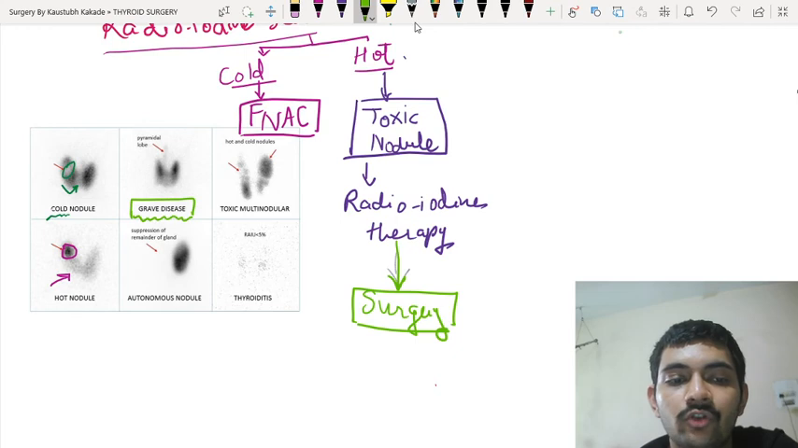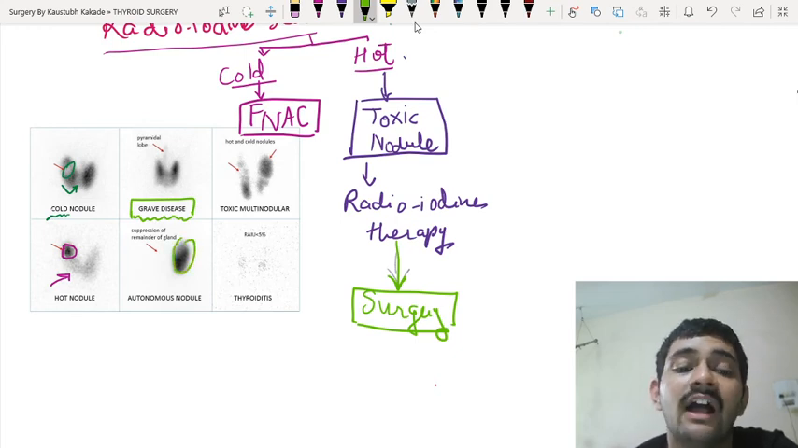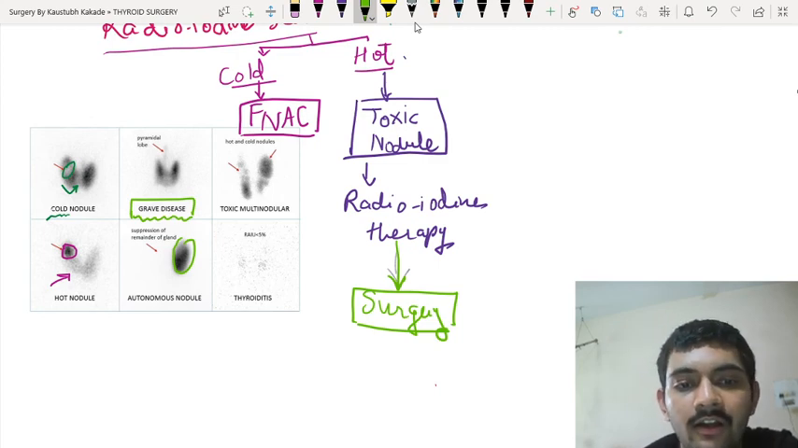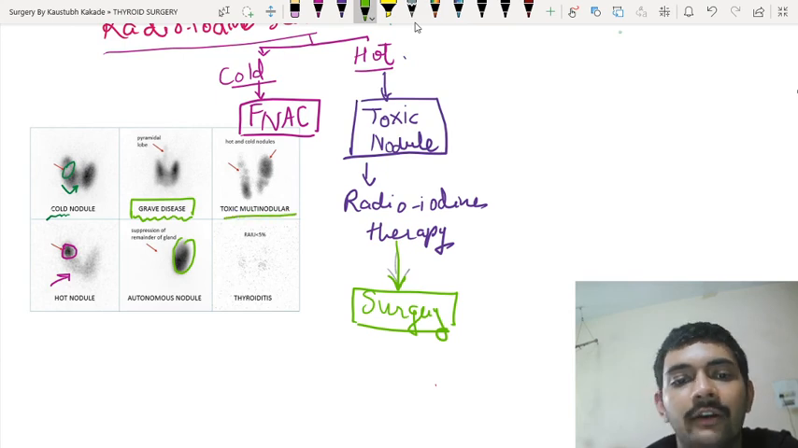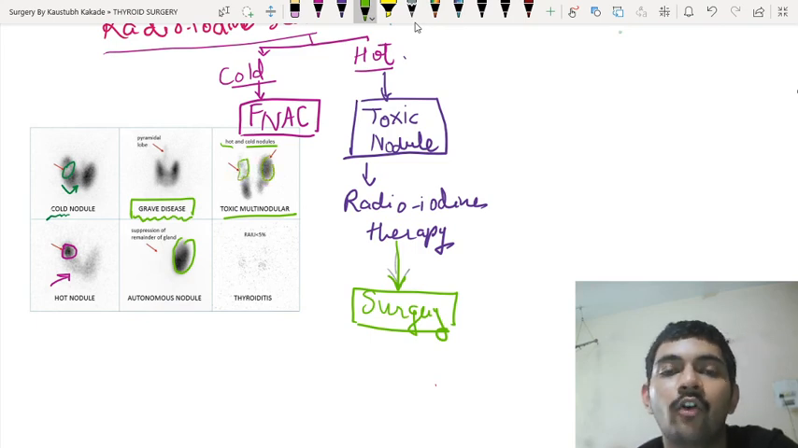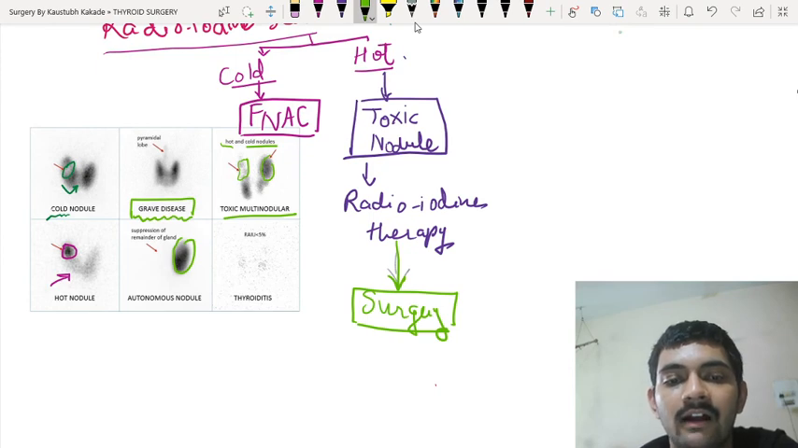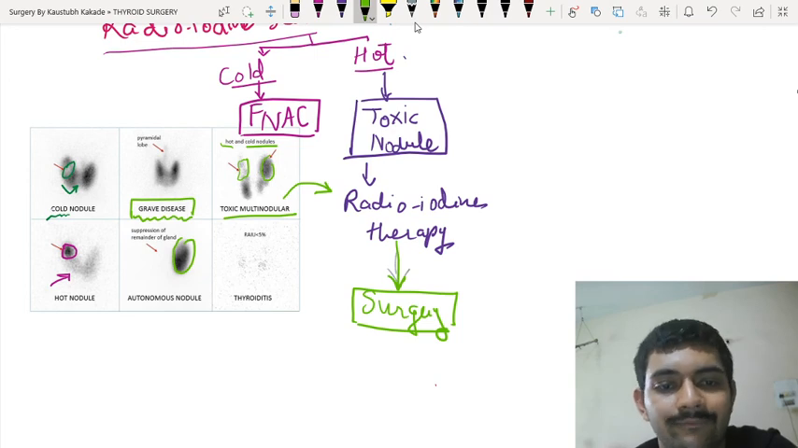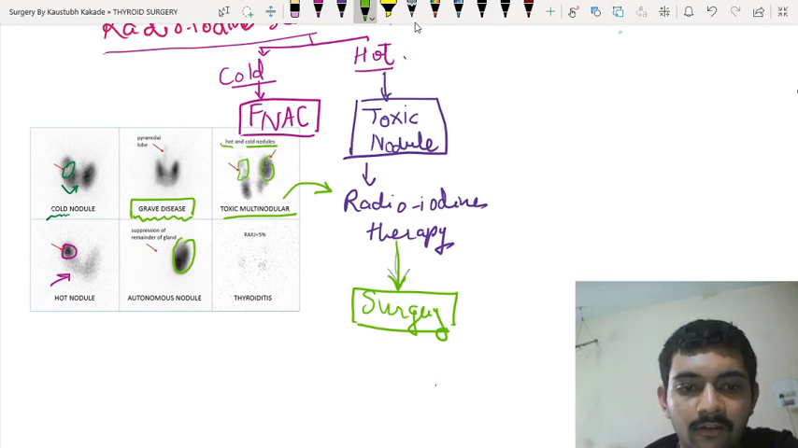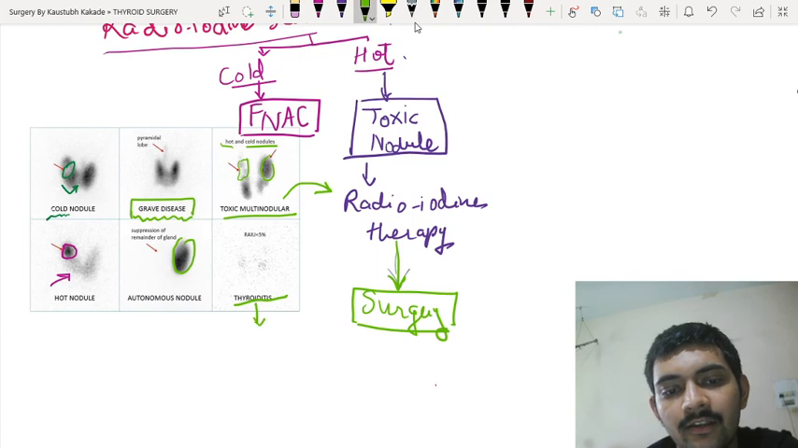Whereas an autonomous nodule means that the remaining gland is not taking up the dye, it is highly toxic, again comes under the category of very hot nodule, right? Whereas toxic multinodular goiter has some hot and some cold nodules. Yes, these are some cold nodules, these are some hot nodules. Here, being toxic, again give radioiodine therapy followed by a total thyroidectomy, whereas thyroiditis, everything is going to be etiological management.